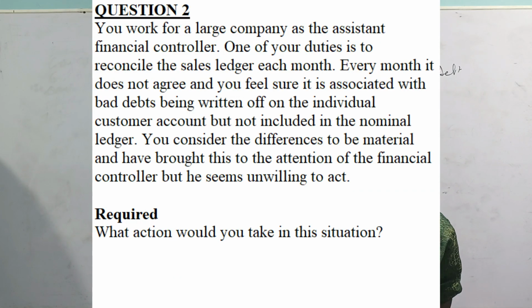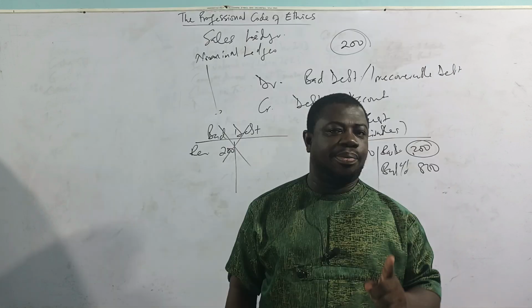You work for a large company as an assistant financial controller. One of your duties is to reconcile the sales ledger each month. Every month, it does not agree, and you feel sure it is associated with bad debts being written off on the individual customer's account, but not included in the nominal ledger. You consider the difference to be material, and have brought this to the attention of the financial controller, but he seems unwilling to act. That is where the problem is coming from.